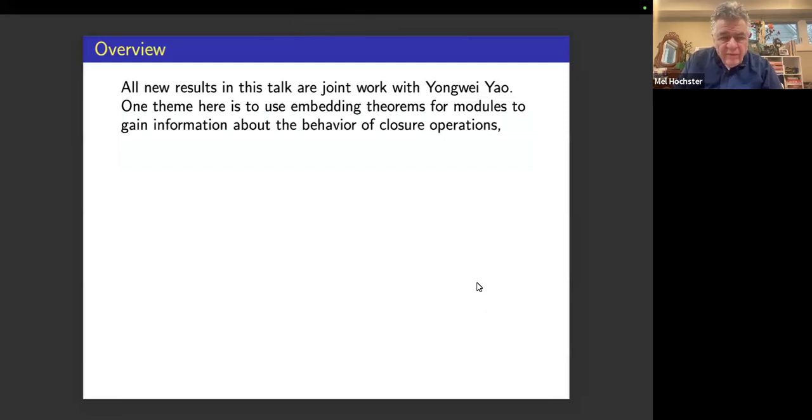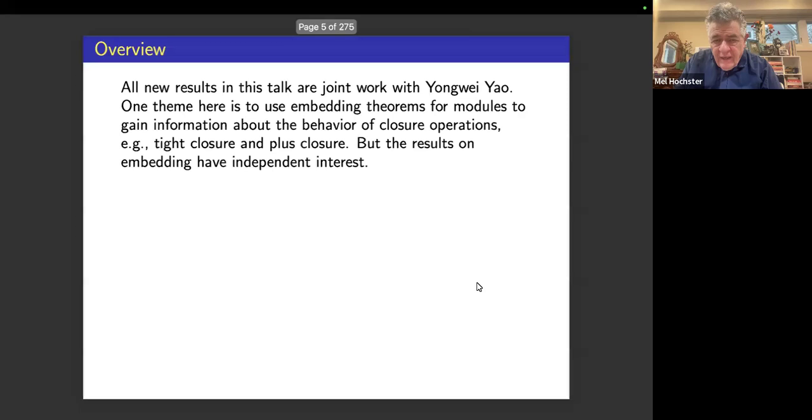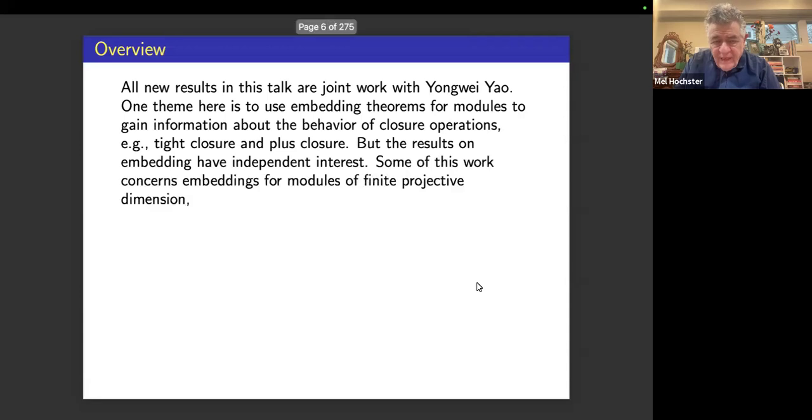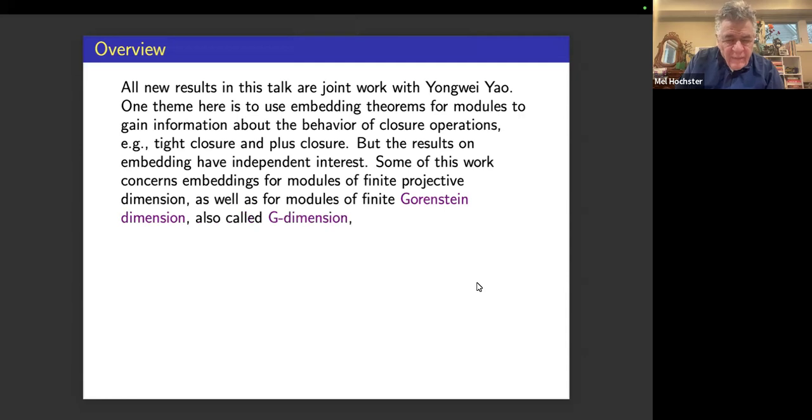So I'm going to talk about using embedding theorems for modules to get information about closure. We originally started working on this aiming for theorems about finite projective dimension, and the operations that we originally were concerned about were tight closure and plus closure, but there are a lot more of these operations now, and these proofs work for a lot of the new closures as well. I think the results on embedding have independent interest. And while some of it concerns finite projective dimension, it generalizes to finite Gorenstein dimension or G dimension as well.